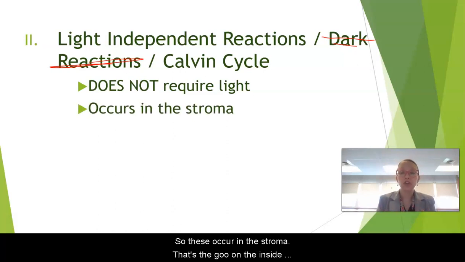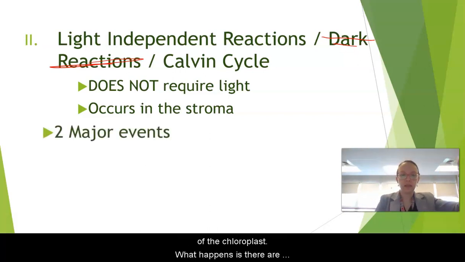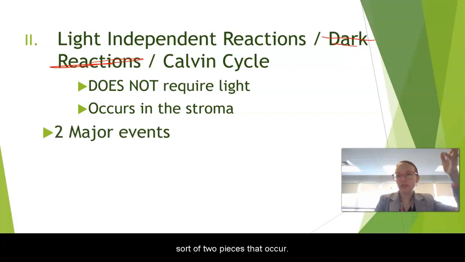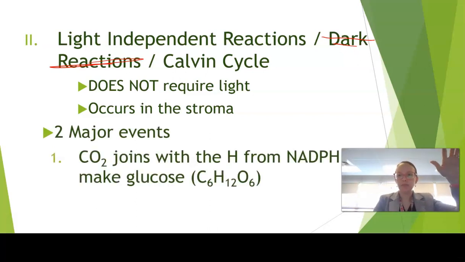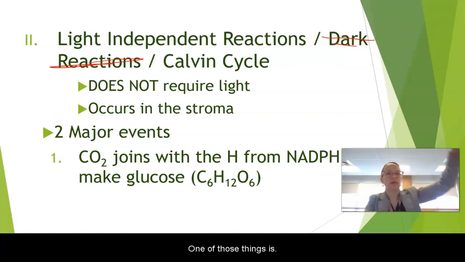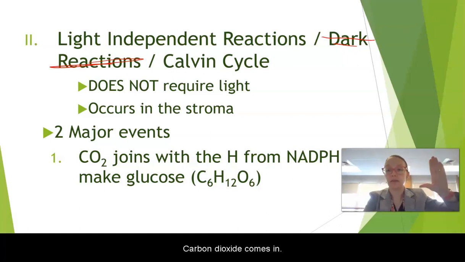And these actually occur in the stroma. So this is that goo on the outside of those thylakoids. So what happens is there's sort of two pieces that occur here. One of those things is carbon dioxide comes in.